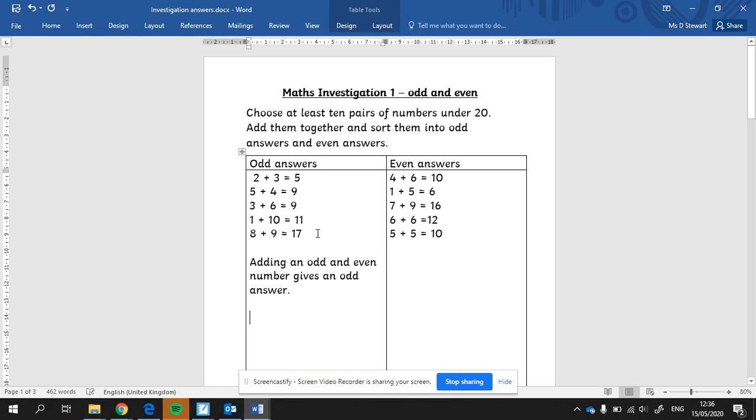We could write that in a more straightforward way. Odd plus even equals odd. That's a bit like a rule. I'm going to put that for this one as well. We notice that even plus even made even. Odd plus odd also made even. Let's use a Numicon to think about why that happens.